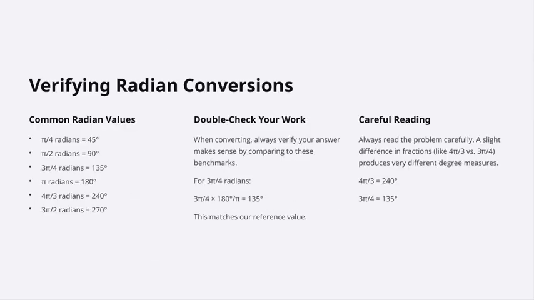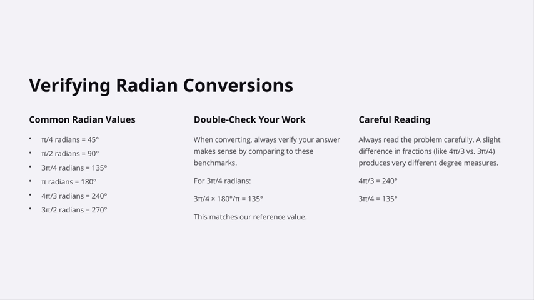Let's take a moment to talk about verifying our radian conversions. It's always helpful to remember some common radian values and their degree equivalents. For example, pi/4 radians is 45 degrees, pi/2 radians is 90 degrees, and 3 pi/4 radians equals 135 degrees. Similarly, pi radians is 180 degrees, 4 pi/3 is 240 degrees, and 3 pi/2 is 270 degrees.